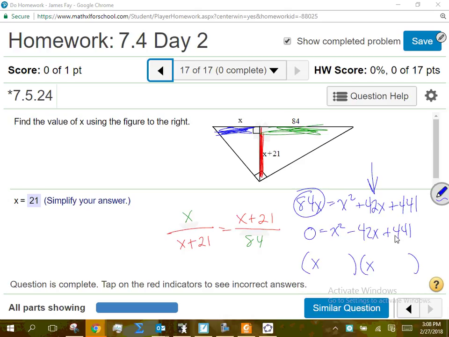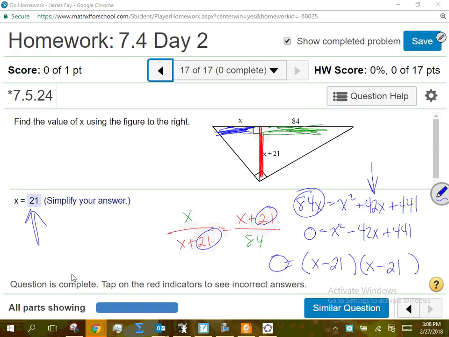Didn't you just give me two numbers that multiply together to give me 441? 21 and 21, right? If I add those together, do I get 42? So it's going to be negative 21 and negative 21. So what's x going to be? X is 21. And it shows up twice as an answer, so we want to write it down once.